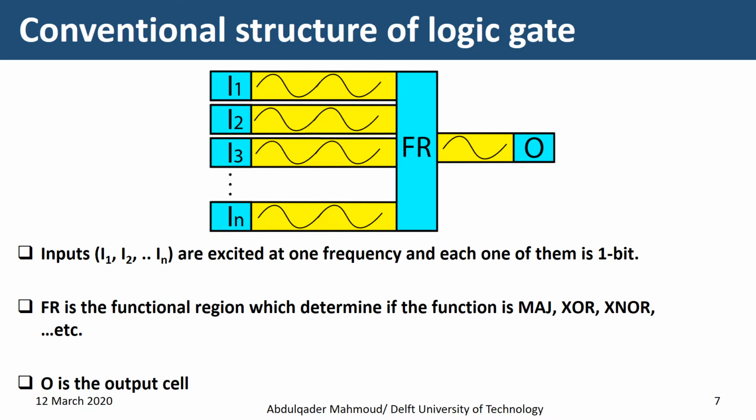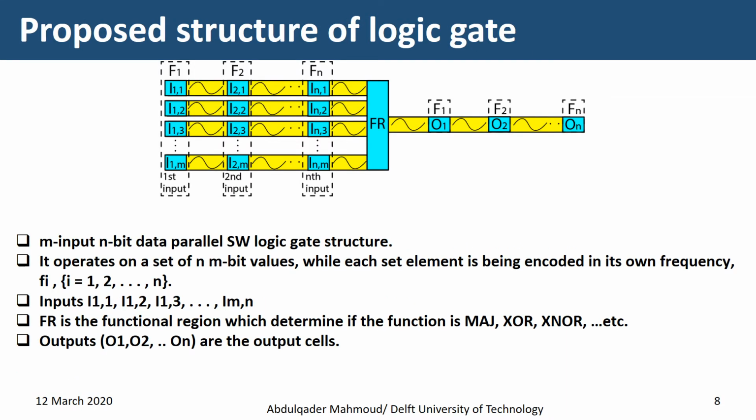Now spin waves enable parallelism intrinsically. How is that? We can send different spin waves with different frequencies in the same waveguide without affecting each other, and the spin waves with the same frequencies are interfering only and can be captured at the output.